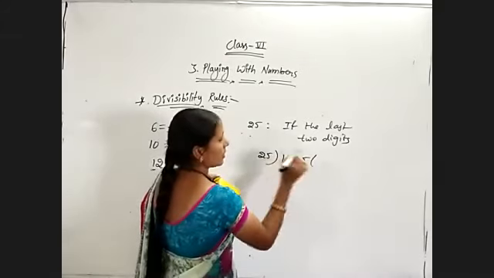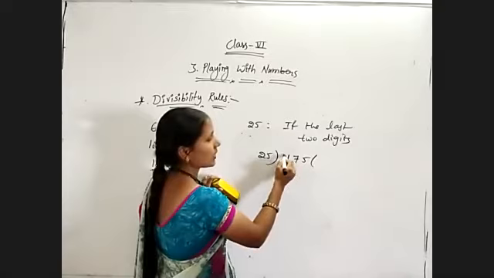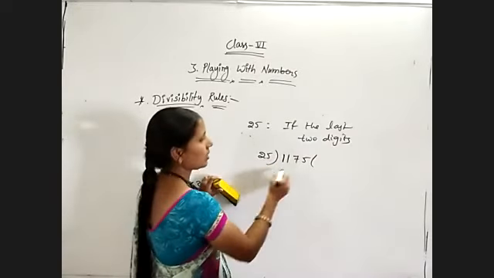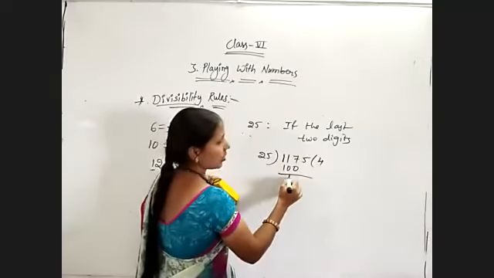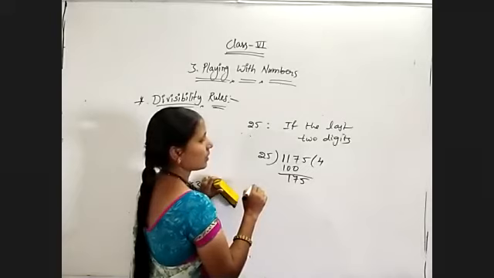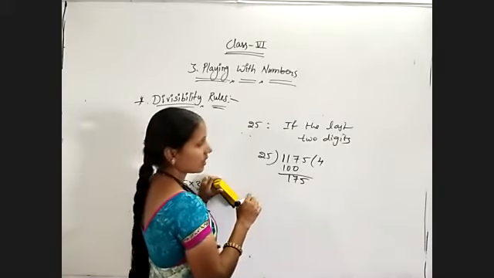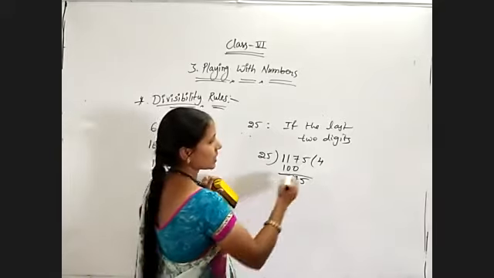1175. Okay. 25 2s are 50, 25 3s are 75, 25 4s are 100. So 25 fours are 100. Take down the remaining number 17. Take down 175. So 25 fives are 125 we will get. 25 sixes are 150.